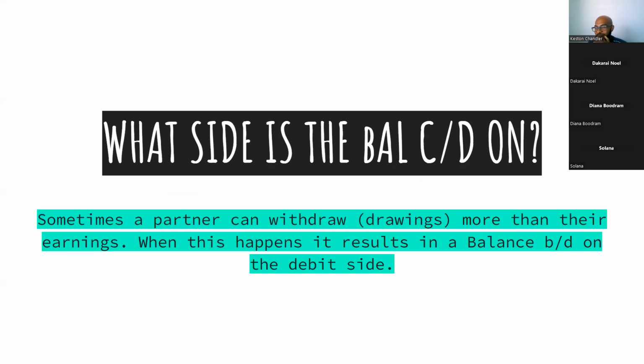Right, so what side is the balance carried on? This is the point I was trying to make for the last two slides. Sometimes a partner could withdraw more than their earnings. When this happens, it results in a balance brought down on the debit side. And we saw that in our example.